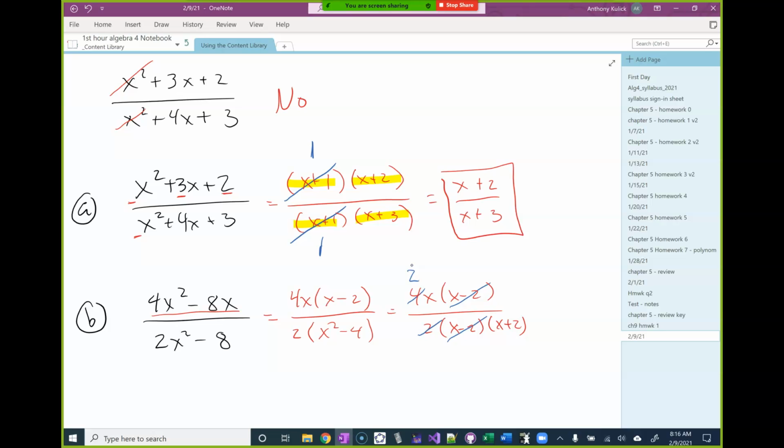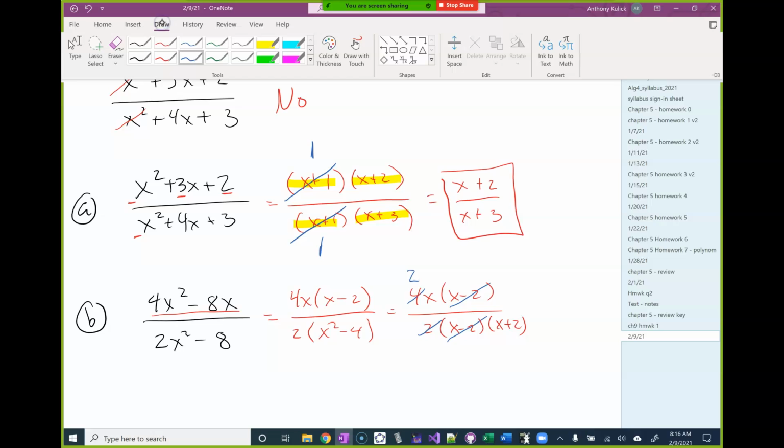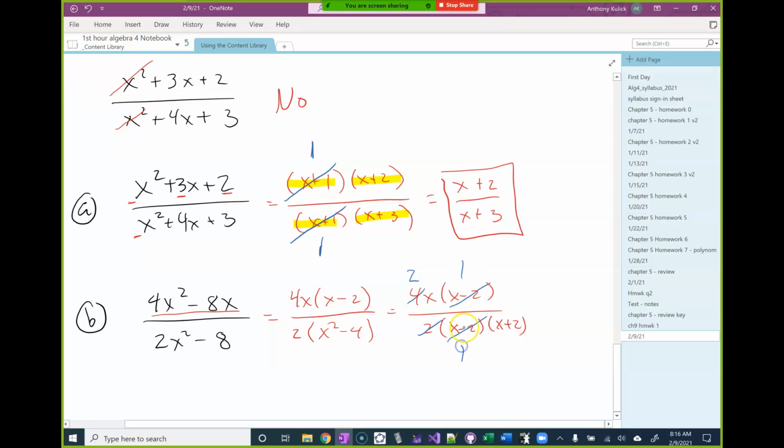Everybody's okay with why it's okay to reduce that, even though it's a single individual number and not a parenthesis? The 4, the x, and the 2 are just being multiplied to the other parentheses. There's no addition and subtraction going on, so it is okay to reduce those. So again, when we cross those out, they all become 1s. So what are we left with in the numerator? 2x, and in the denominator, x plus 2.